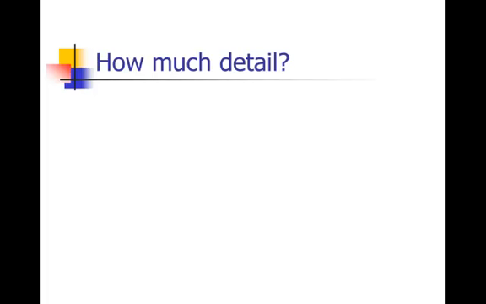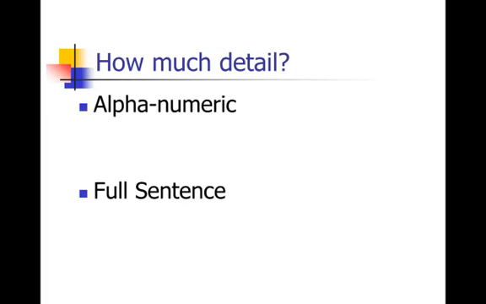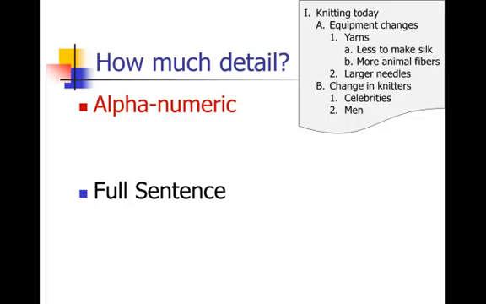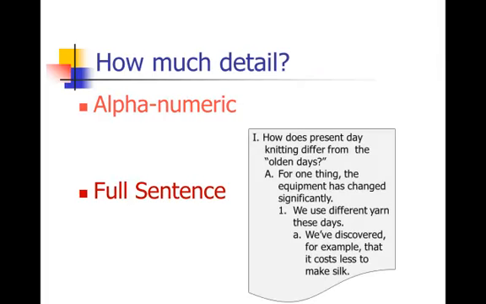How much detail should you include in an outline? Again, it depends upon what your professor requires and what you're comfortable with if it's your own personal outline. Owl at Purdue talks about alphanumeric and full sentence outlines. Alphanumeric outlines are putting it down in phrases rather than complete sentences. And a full sentence outline, well, what a surprise, it's writing it down in full sentences. A full sentence outline is essentially a manuscript that you've just fit into an outline form.